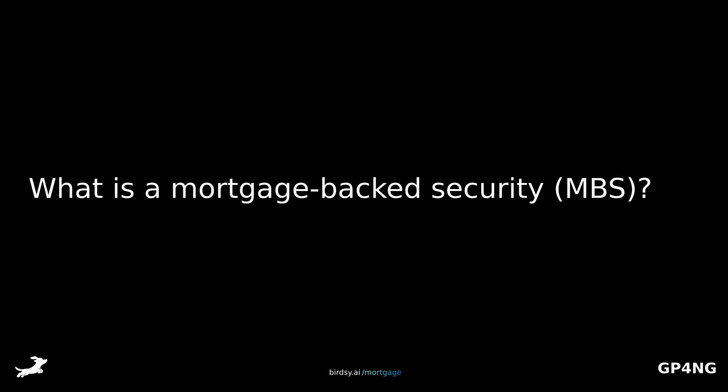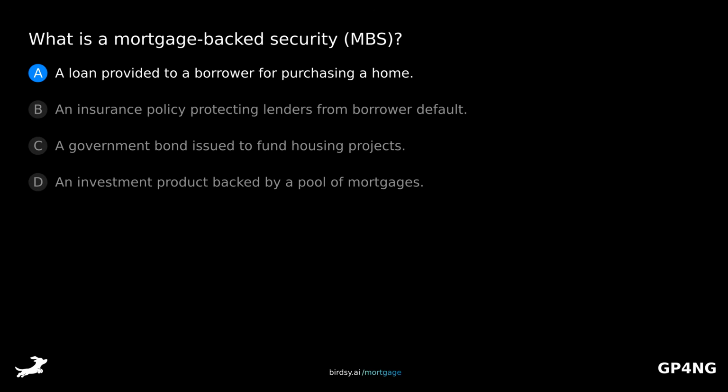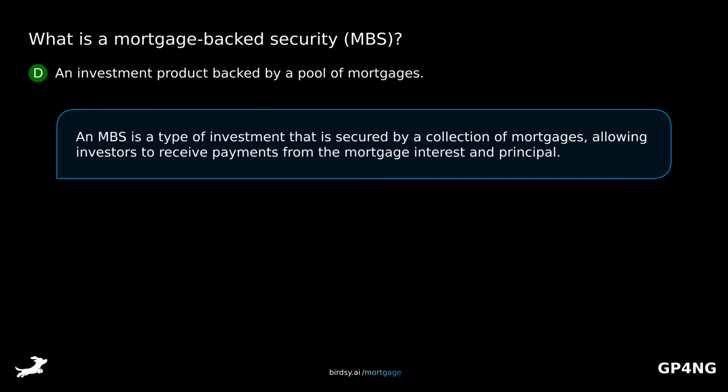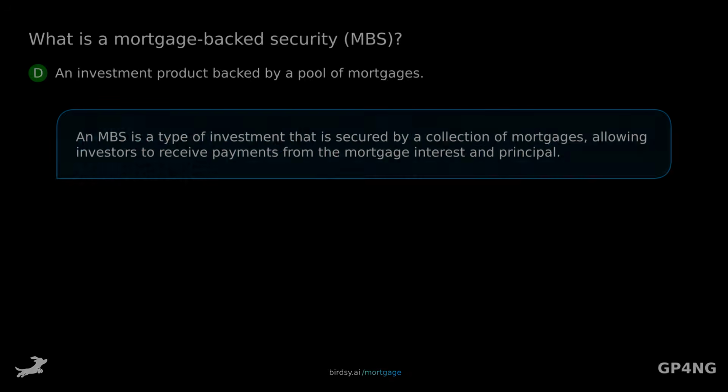What is a mortgage-backed security? Is it A, a loan provided to a borrower for purchasing a home, B, an insurance policy protecting lenders from borrower default, C, a government bond issued to fund housing projects, or D, an investment product backed by a pool of mortgages? The answer is D, an investment product backed by a pool of mortgages. An MBS is a type of investment that is secured by a collection of mortgages, allowing investors to receive payments from the mortgage interest and principal.